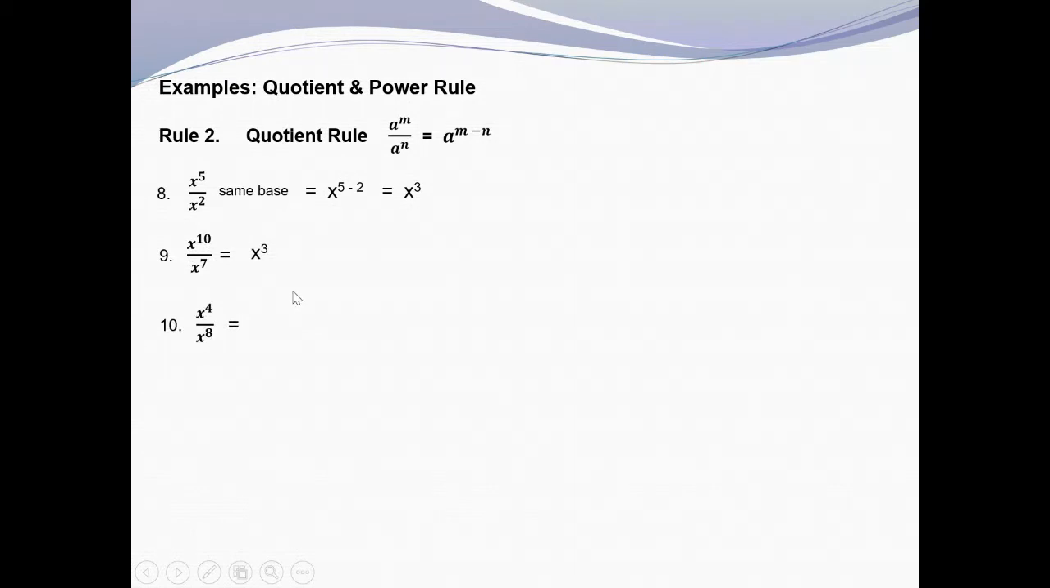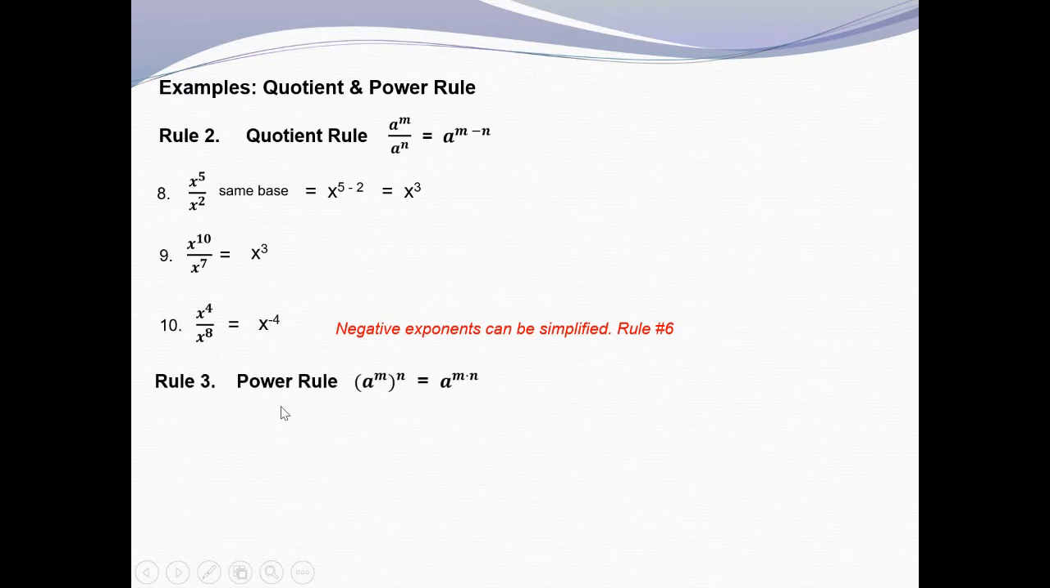Number 10, we have x to the 4th divided by x to the 8th, right? We know they have the same base. So it's going to be x to the -4. Why -4? Because 4 minus 8 is equal to -4. And later on, we're going to be applying the negative exponents, right? Which will be rule number 6. But for now, we leave that as the answer.